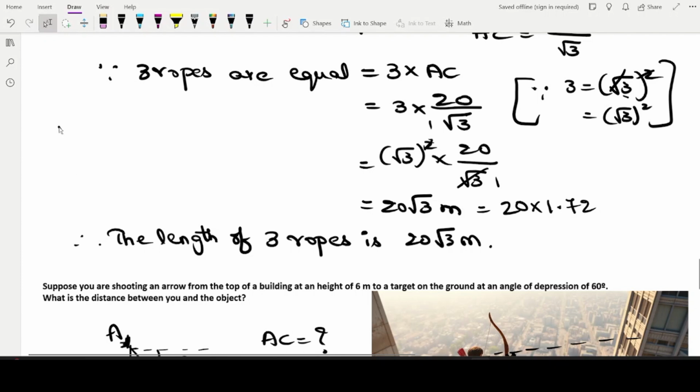Can multiply 172 into 2 to the 4, 2 7s are 14, 2 1s are 2, 3. As there is 1 0 and 1 point, you can cancel out and you will be left with 34.4 meters. Either you can write this or you can write this. It's up to you. Either you can choose this or you can choose this.